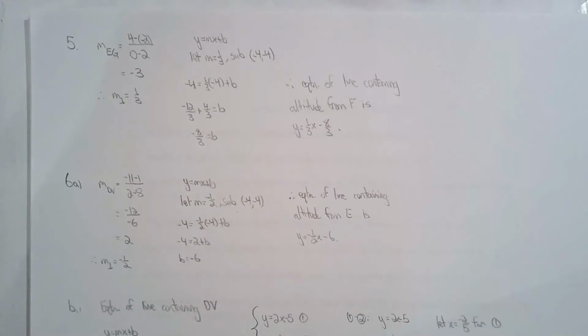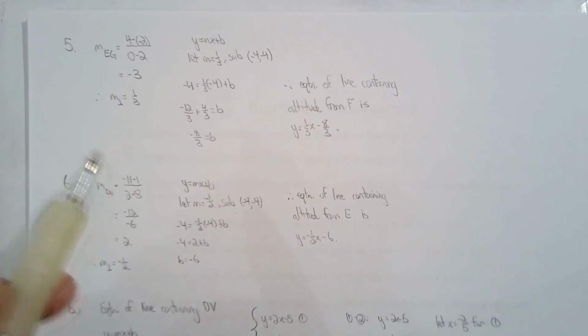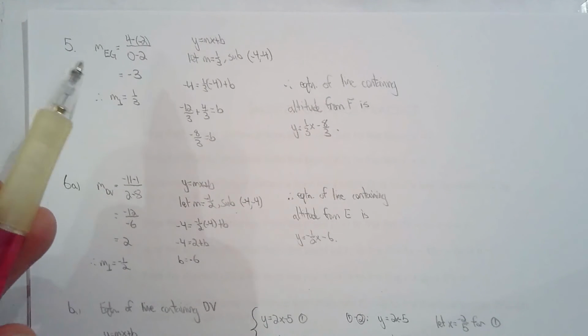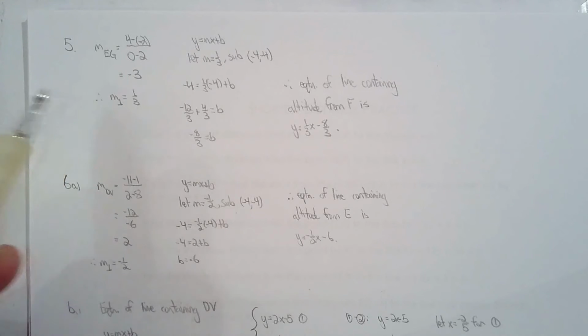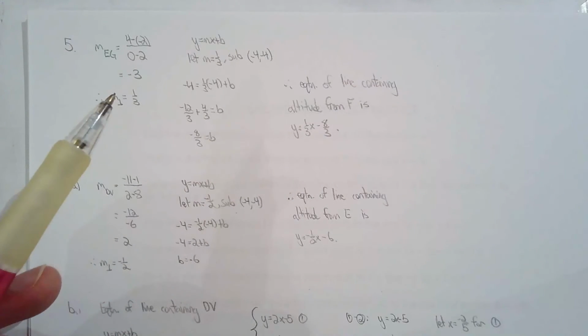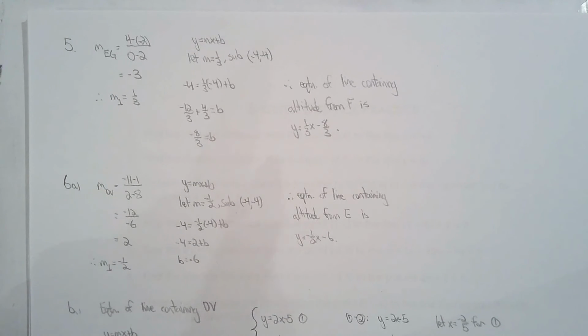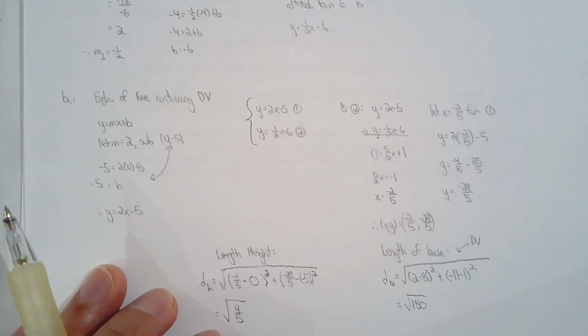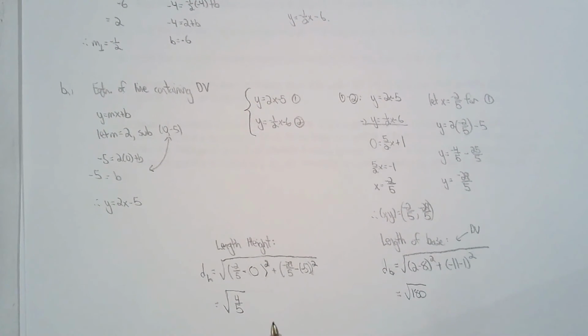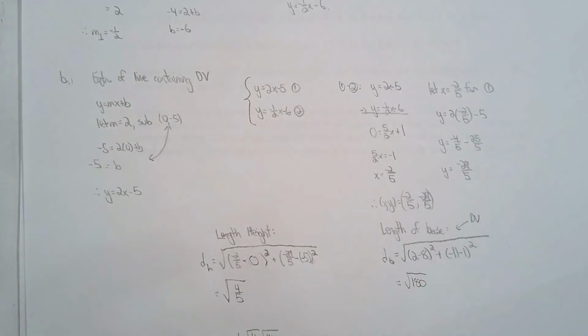Question 5, equation of altitude. So find the slope of EG, take the negative reciprocal, and sub in the vertex, and then you can find the y-intercept. 6a is also the same. It's the equation of the line containing the altitude from vertex E. Okay, 6b is a lot of work, but it's worth it.